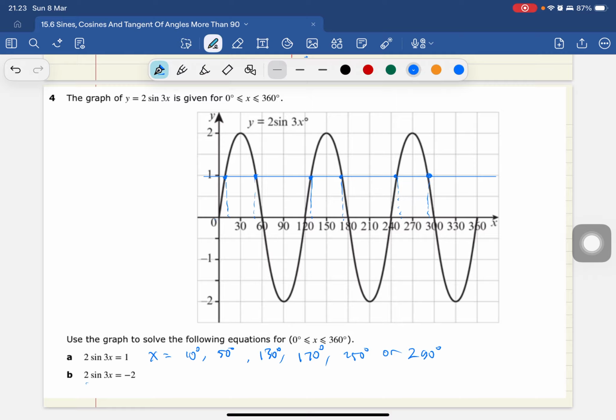Next, 2 sin 3x equal to minus 2. So where is minus 2? Here it is. We got only 3: 1, 2, and 3. So we got 90, 210, and so let's write 90 degree. Here is 210 degree, and the last is 330 degree. Okay, there it is. Thank you.